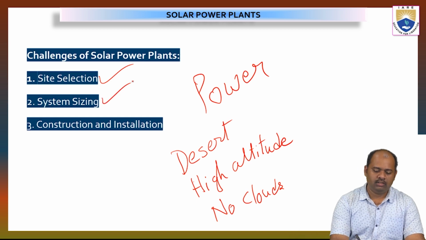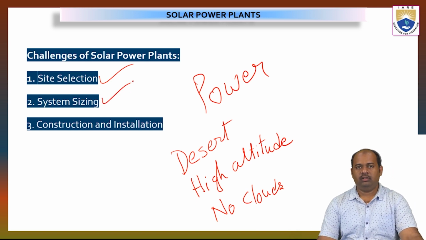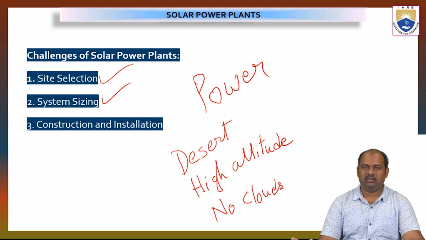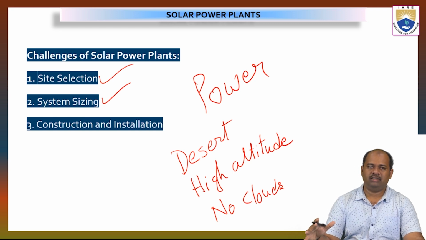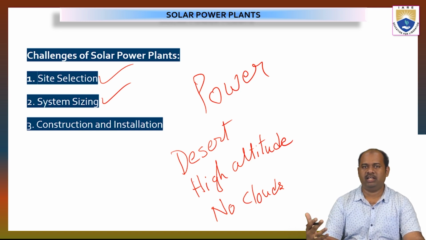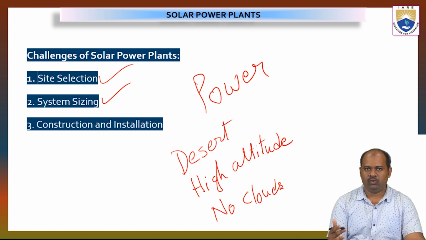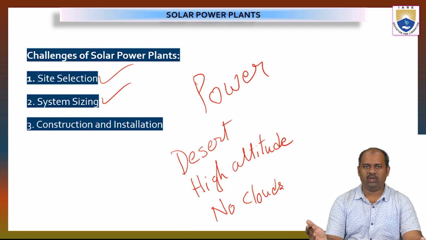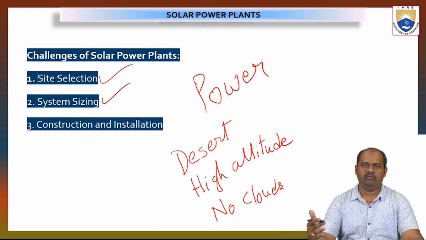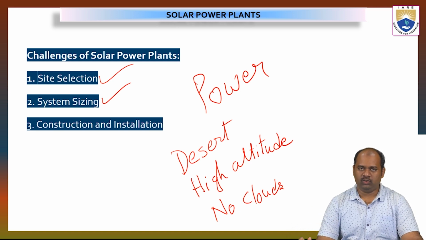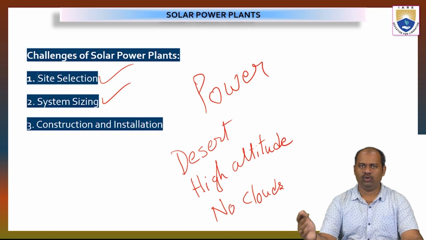And the second thing is system sizing. Depending on the availability of land in a particular area where we can get maximum solar radiation, we should design the solar power plant size. A power plant with more solar panels will produce more electricity compared to a plant with fewer solar panels. The more the area covered, the more the electricity produced.